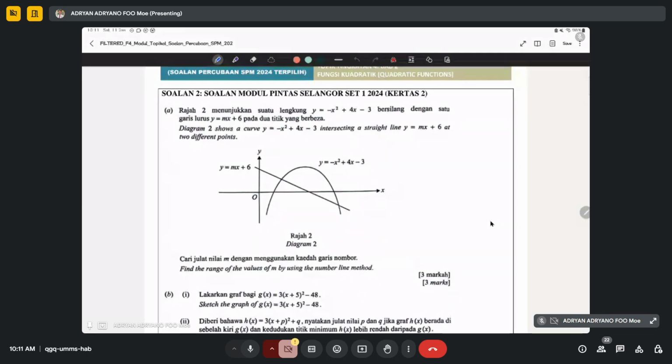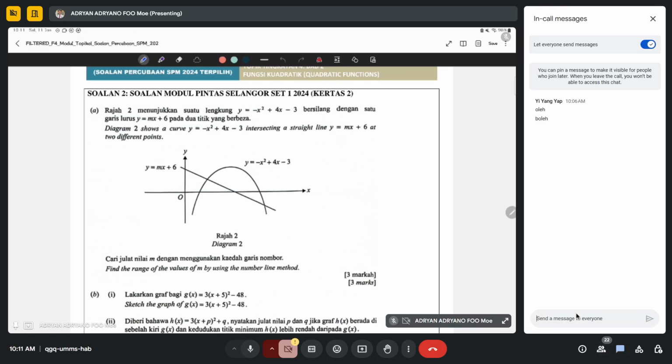Okay, alright, we can see question A. Diagram 2 shows a curve y equal negative x square plus 4x minus 3 intersecting a straight line y equal mx plus 6 at two different points. Find the range of values of m by using the number line method. Okay, now 因为我讲了嘛，这个你至少要有 idea 了，要怎么样去做。Okay, you can just answer in the chat. Any right or wrong is okay. Now what would be your first step when you see this kind of question?